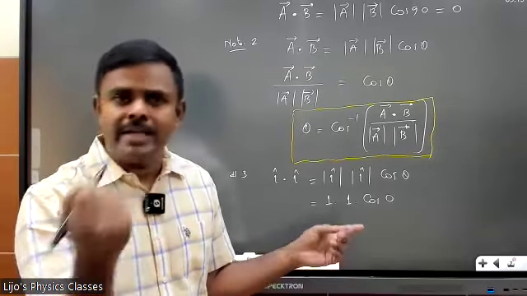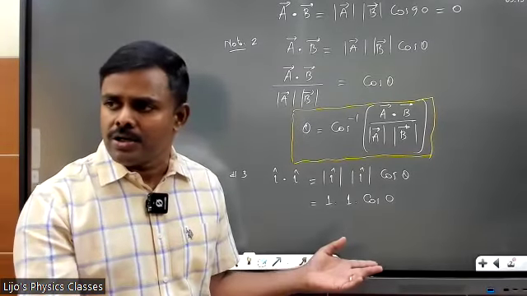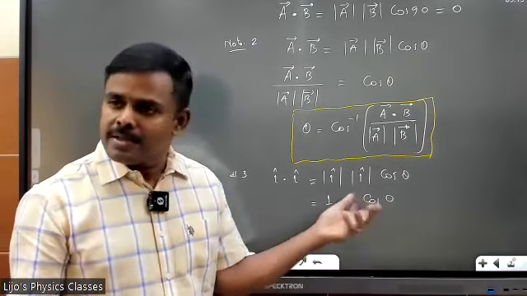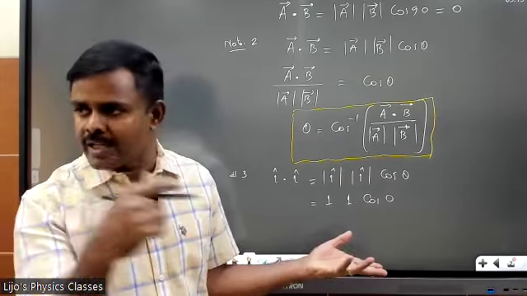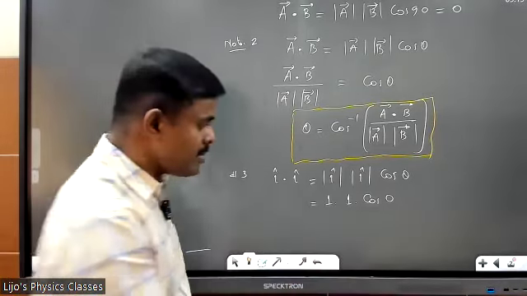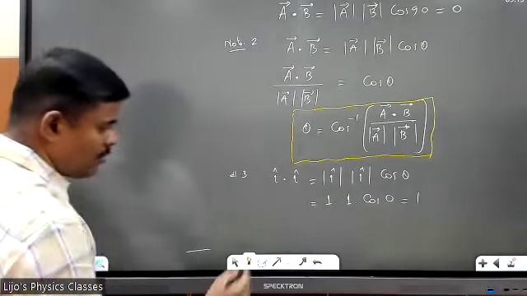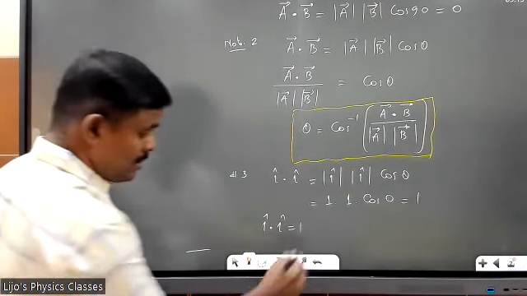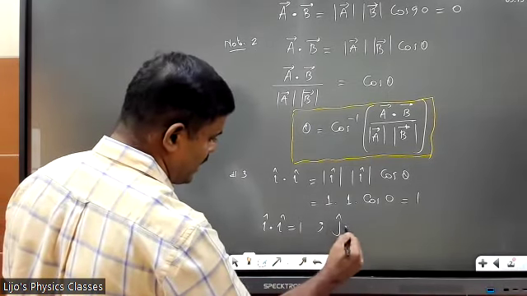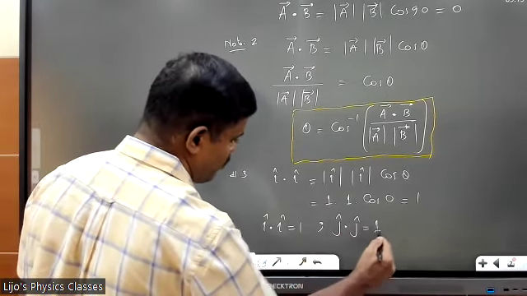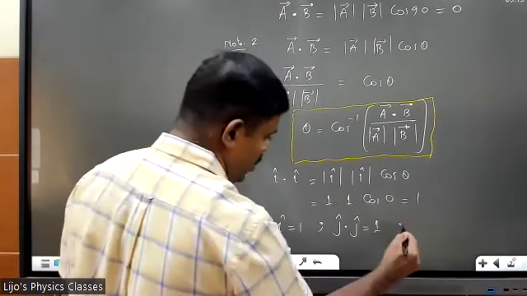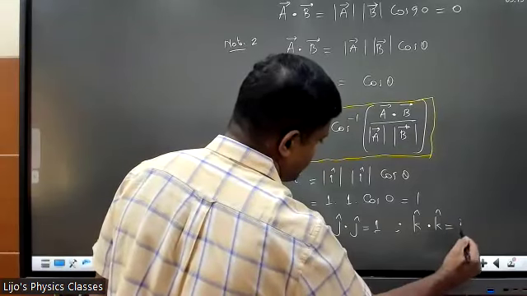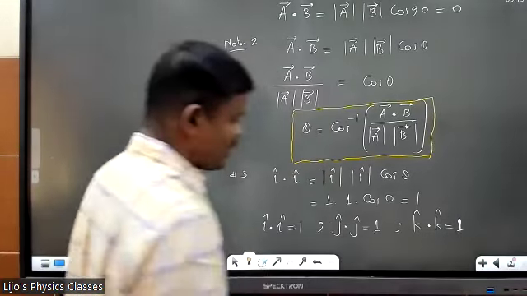I is on the x-axis. The other I is also on the x-axis. What is the angle between I and I? That will be 0. Cos 0 will be 1. What have you got now? You got I dot I is equal to 1. By the same logic, I could write J dot J is equal to 1, or K dot K is equal to 1. What does it mean? Like unit vectors.